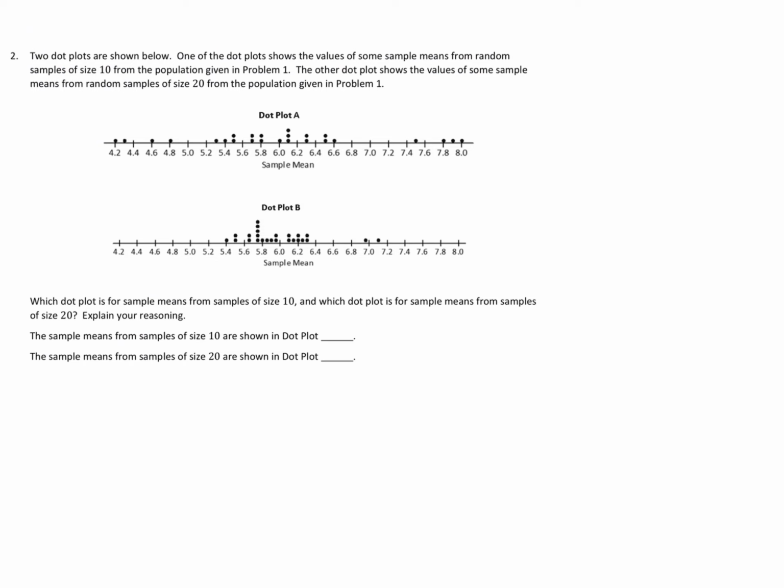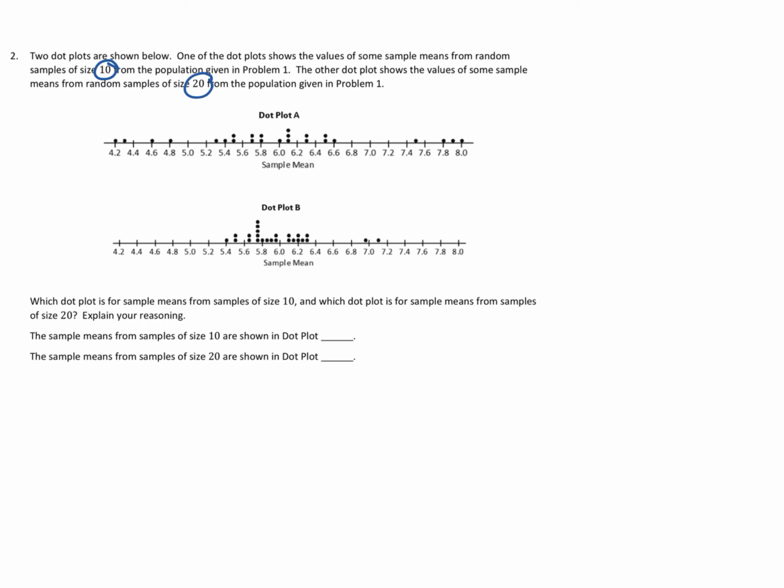Number 2. Two dot plots are shown below. One of the dot plots shows the values of some sample means from random samples of size 10. The other dot plot shows values from random samples of size 20. It asks us, which dot plot is for sample means from sample size 10 and which dot plot is for sample size 20? Explain your reasoning.